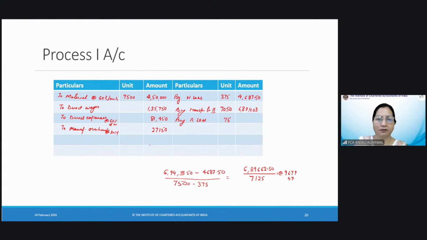Now you can calculate the balancing figure for abnormal loss. So this comes out to be 7259.60, but I will ensure that it matches. So 6,94,350, and just see how much this becomes. 7259.60.